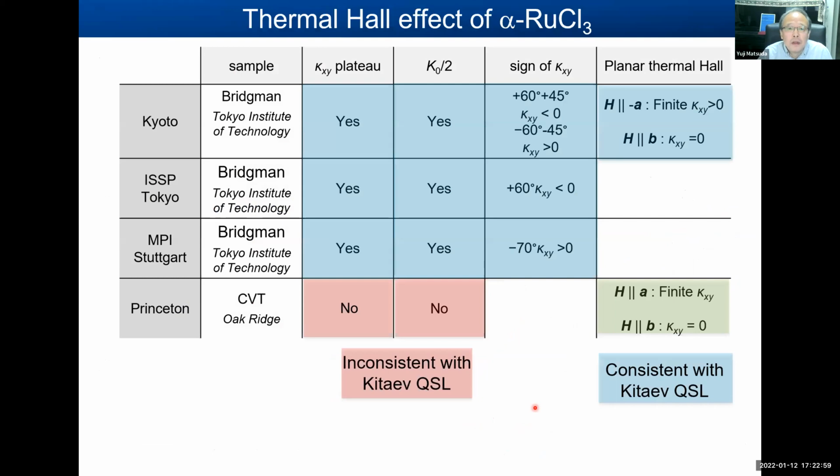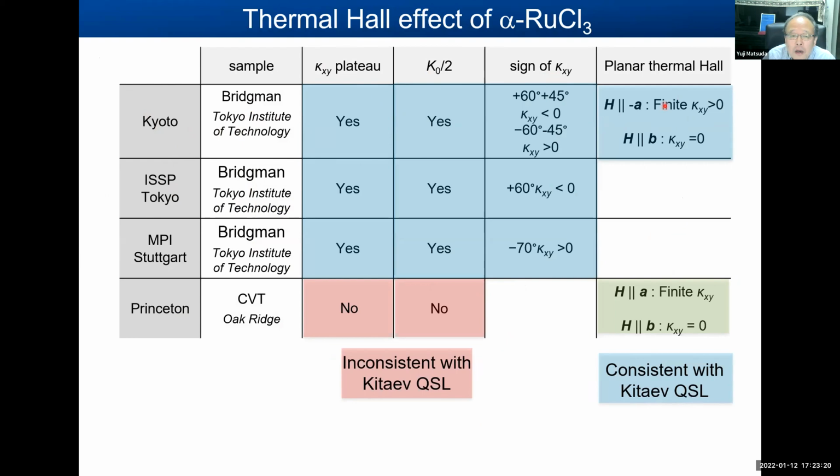Okay. Summarizing the thermal Hall effect of alpha-RuCl3, four groups until now have measured the thermal Hall effect. The plateau and half quantization and the sign of kappa xy are observed by three groups on samples grown by the Bridgman method. And the planar thermal Hall effect is also consistent with the Kitaev model.